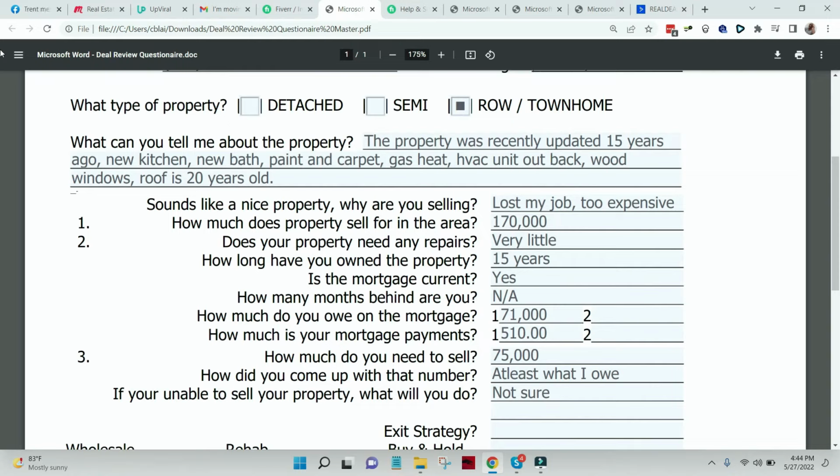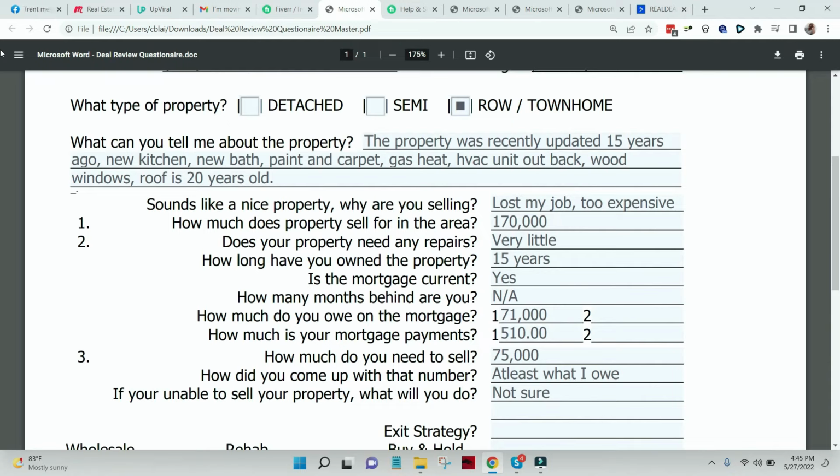Next question, how much do you need to sell the property? You never ask a person how much do they want, because you always want to make this a need. And when you make it a need, you make it a situation where the seller is going to say, well, I need $170,000. I need $75,000. Not, I want, well, I want $1 million. Well, I want $2 million. So always make that question a need to find out exactly where the seller is at on their pricing.